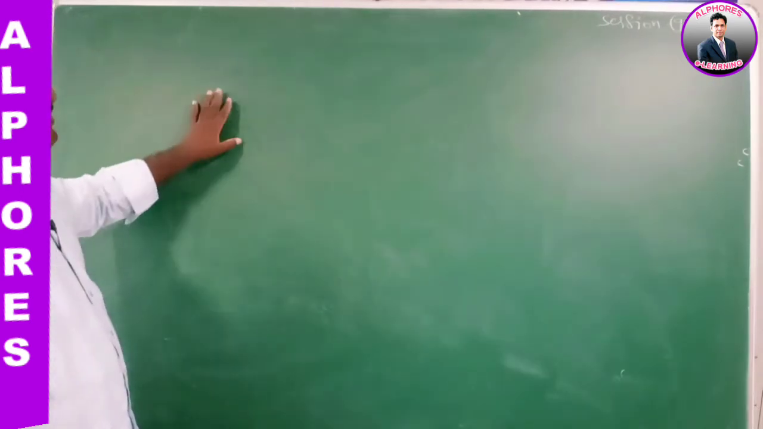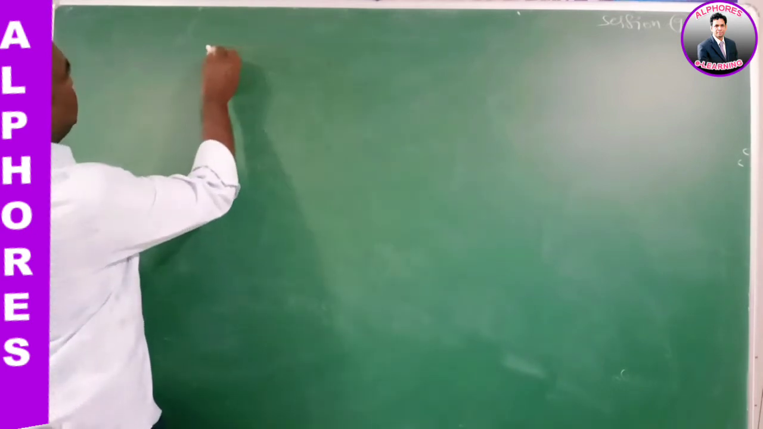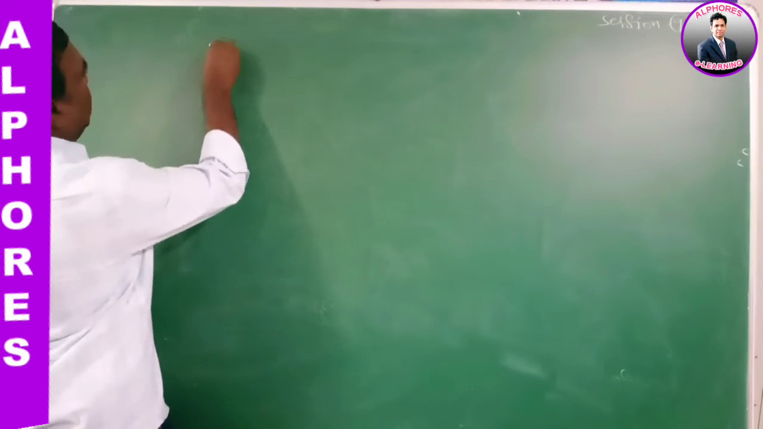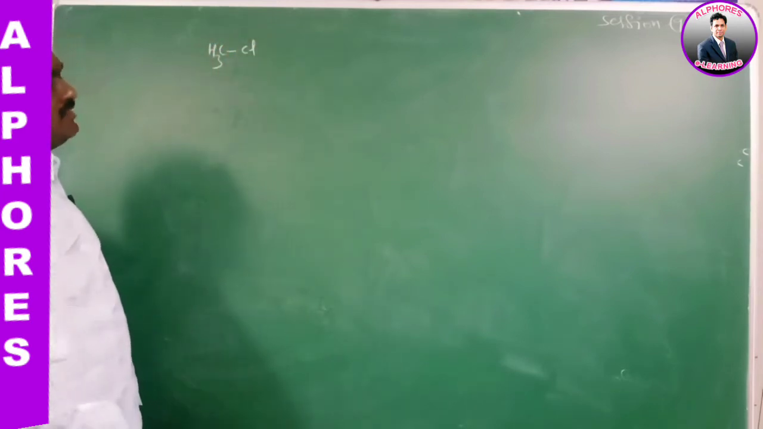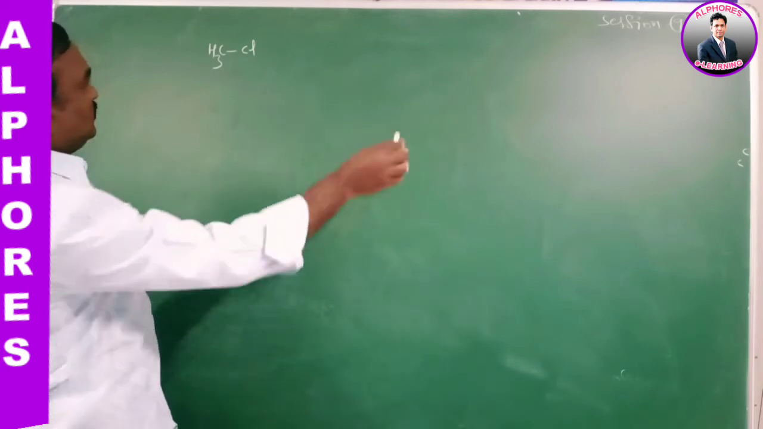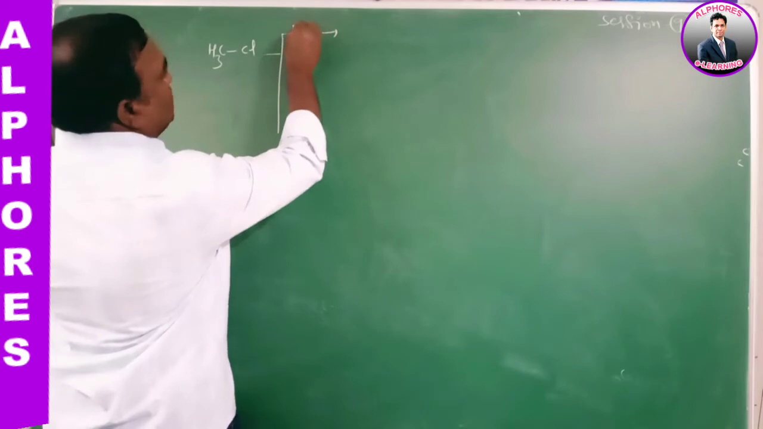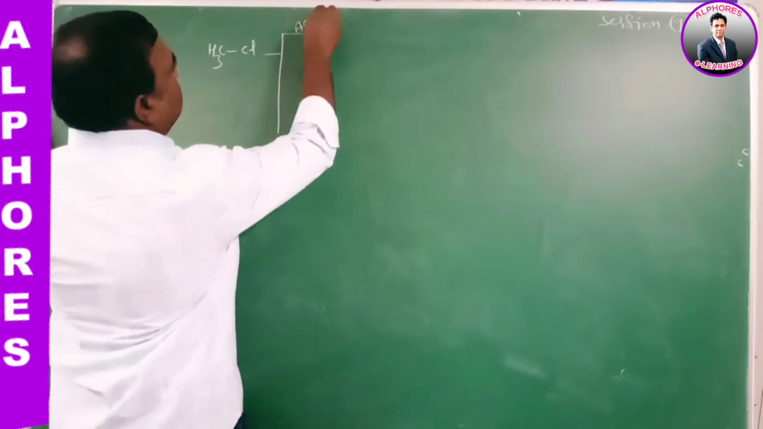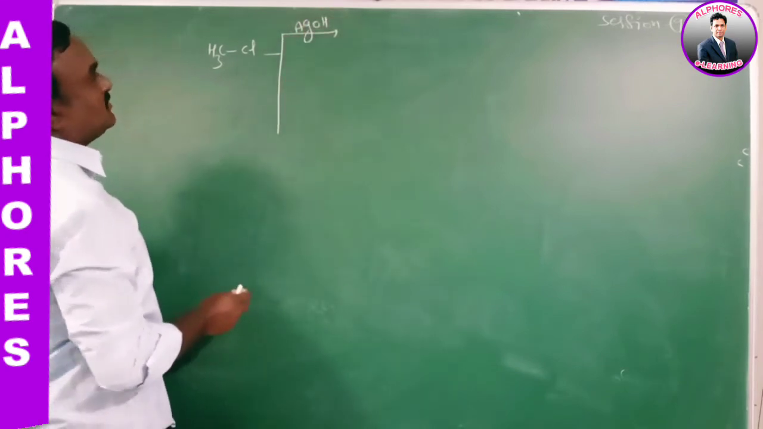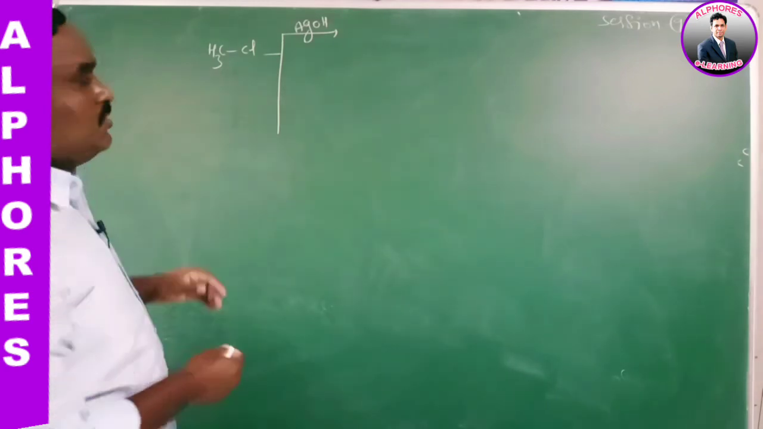Based on the given substrate, we can explain that concept. For example, here a simple alkyl halide is given, methyl chloride, methyl bromide or methyl iodide. The compound reacts with silver hydroxide, AgOH.